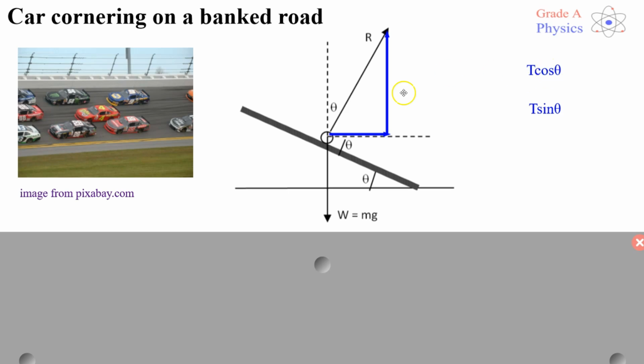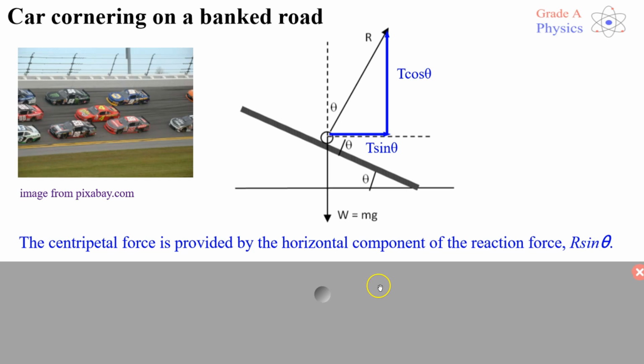So I can consider the components of the reaction force. If I split this into its two components, this is theta here. So R cos theta is the vertical component of the reaction force, and R sine theta is the horizontal component. This is actually almost identical mathematically to the previous example. The part of this system that is providing a force towards the center of the circle is the horizontal component of the reaction force. So the centripetal force is provided by R sine theta, the horizontal component of the reaction force.